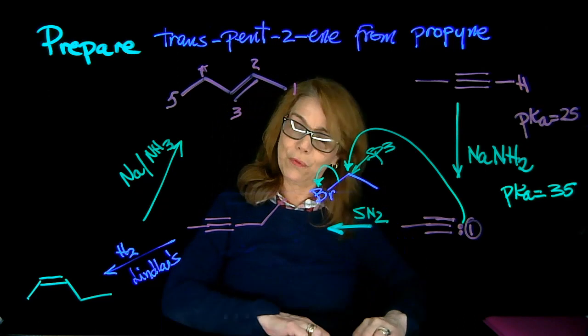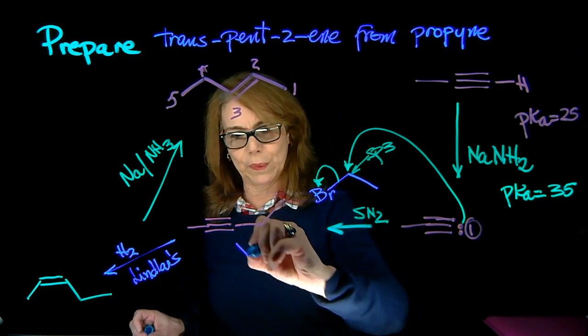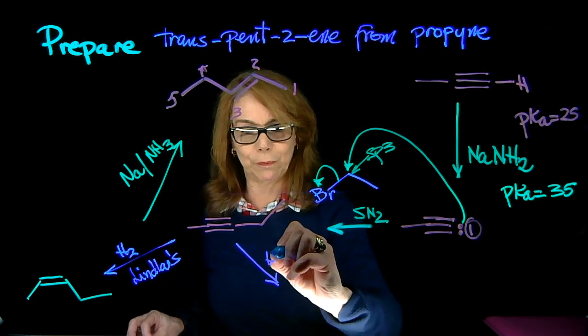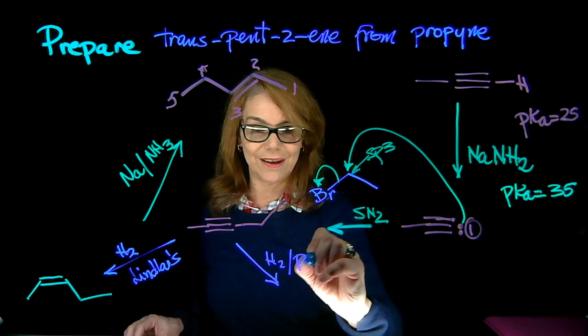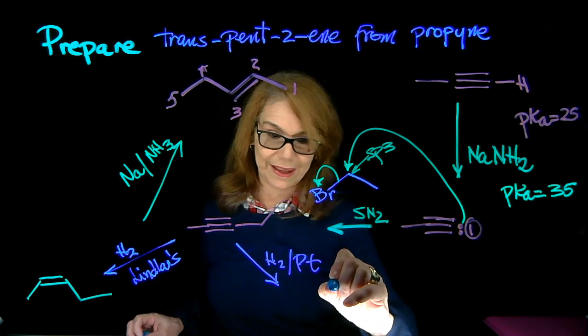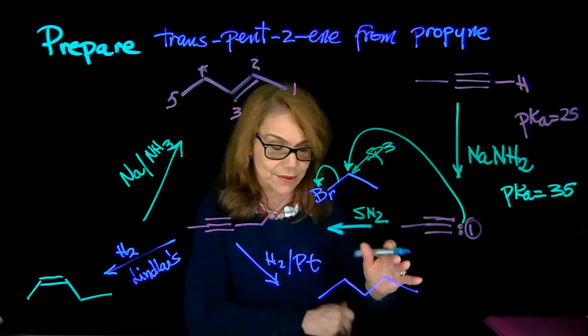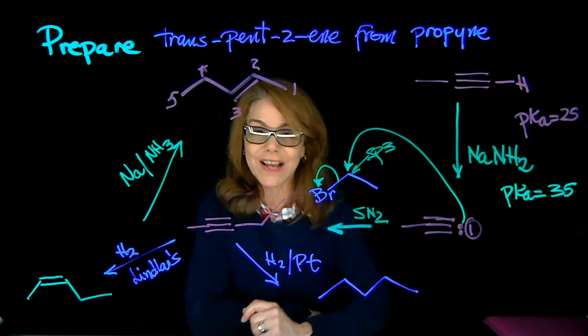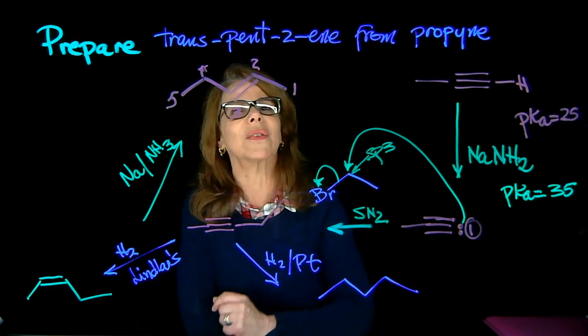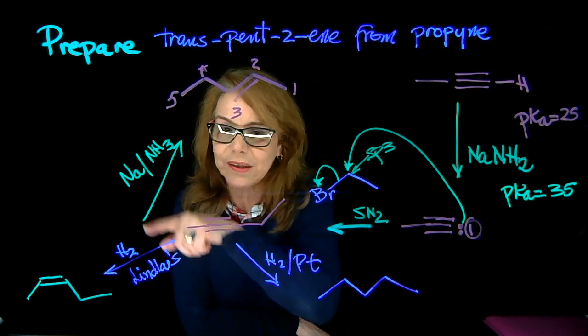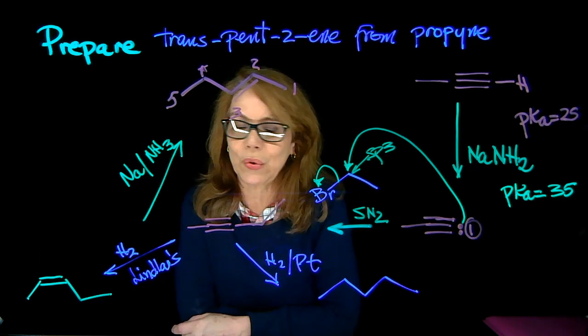And obviously, if we wanted to get the alkane, that would be easy, right? We would simply do a complete hydrogenation, and we get pentane. All right, so there are 3 different hydrogenation conditions, depending on what your target molecule is. Since we wanted the trans, we needed to use sodium with ammonia.